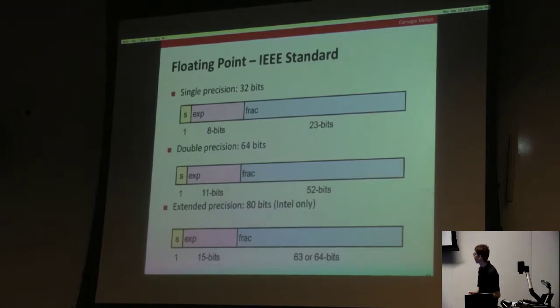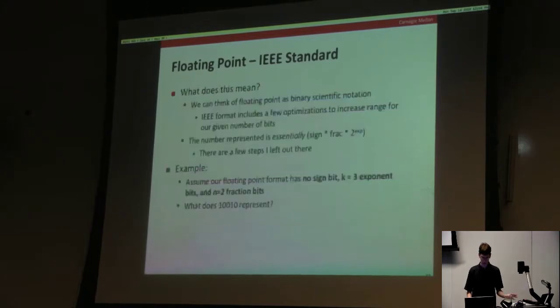There's also another 80-bit standard that's not as standard because it's not used everywhere. It's sort of an Intel-only thing that gives you even more precision than a double, but those aren't used too often. So it's sort of like a binary scientific notation, a simplified version of it. We'll go over what it really is in a moment. But you're essentially doing the sign bit times the fractional component times 2 to the whatever the exponent is.